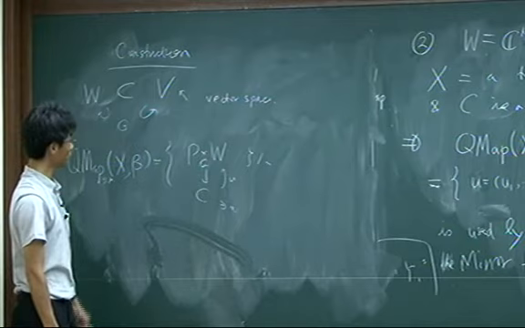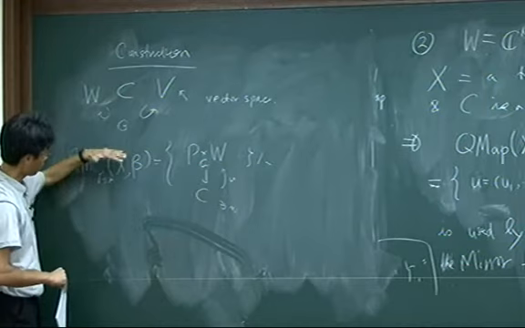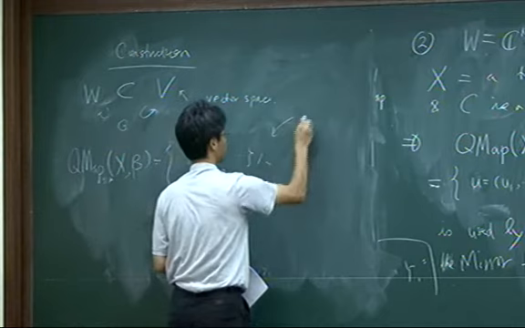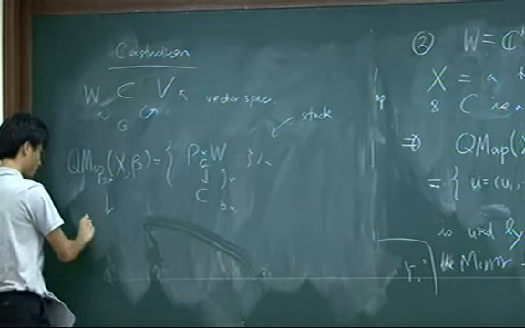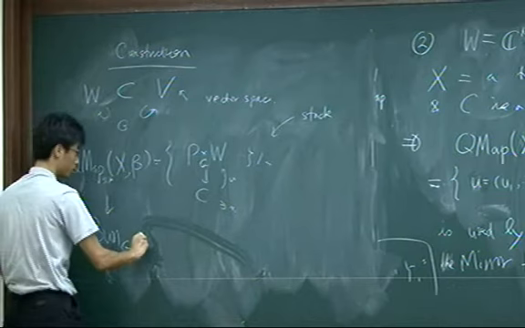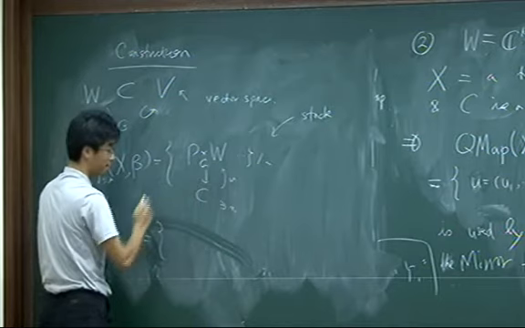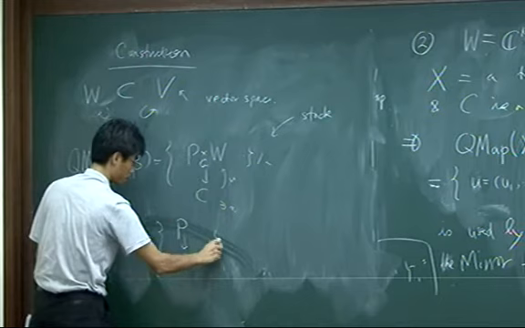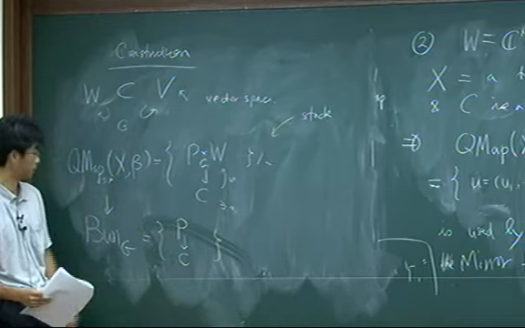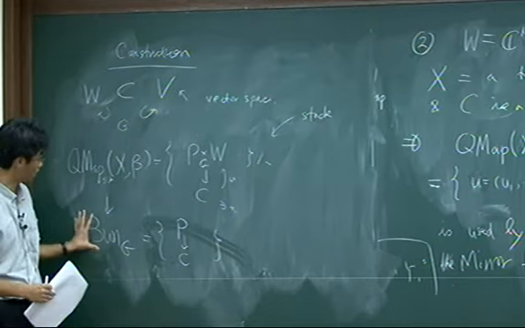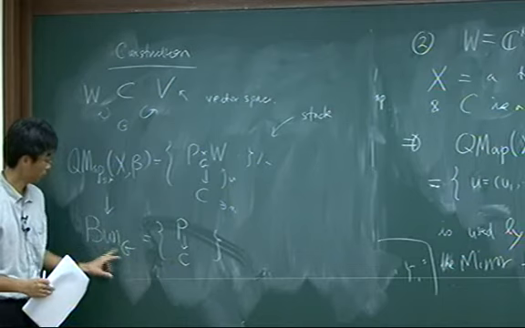So first of all, you can see that there's a map from this QMap stack to the stack Bun_G. Here Bun_G is the collection of just P and C, forgetting the sections: a principal bundle P over the curve C. So the curve varies and the principal bundle P varies. That's a very big stack, an Artin stack. However, it's a smooth stack because the base space C is a curve.